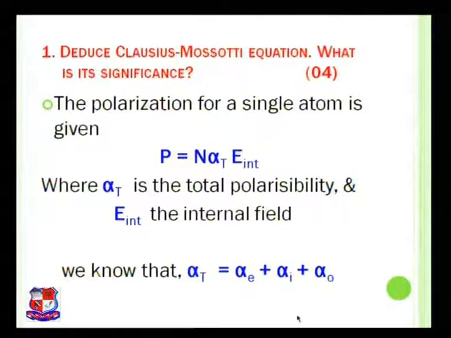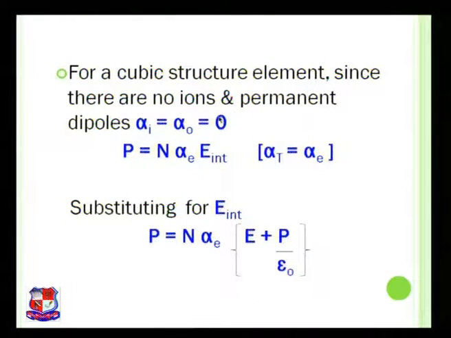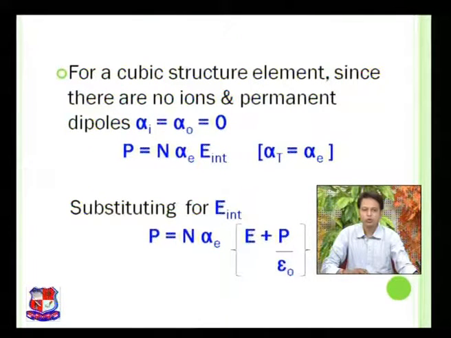Let us move towards the first slide. Here in this equation, alpha I and alpha 0 are equal to 0, because in a cubic structure alpha I and alpha 0 are considered as 0. So total polarizability is equal to electronic polarizability. So substituting these values in the equation of internal field, we know that P is equal to N alpha E E internal, and instead of that you can substitute the value of E plus P upon 3 epsilon 0, which is the value of E internal. We have substituted the equation of E internal in this equation.